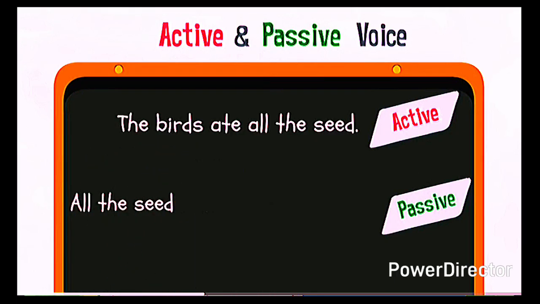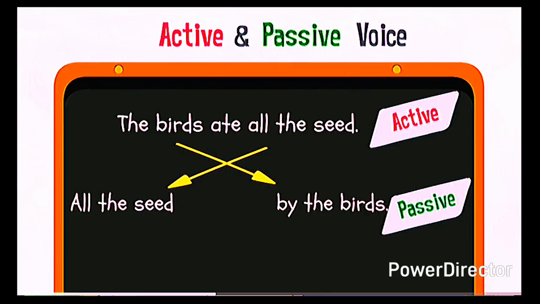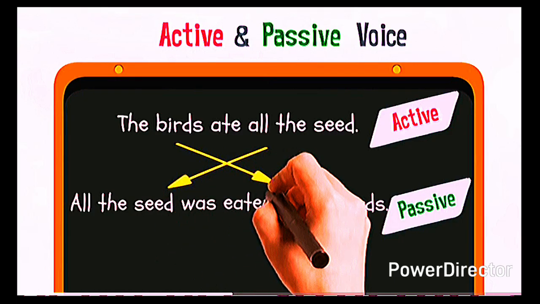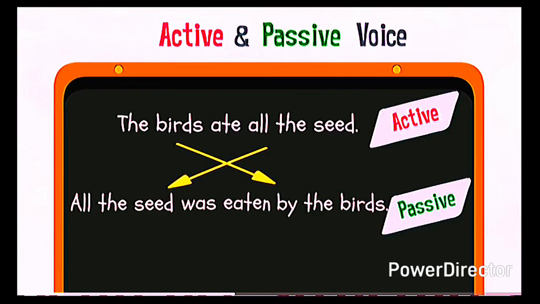All the seed is placed at the beginning of the sentence. It is now the subject. The birds is placed at the end of the sentence in the position of the object. We also need to add the word by. We then use the matching form of the verb to be in combination with the past participle of the verb, which in this case is was eaten. All the seed was eaten by the birds.